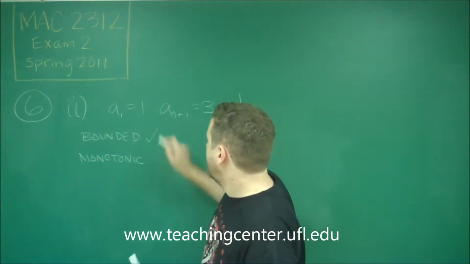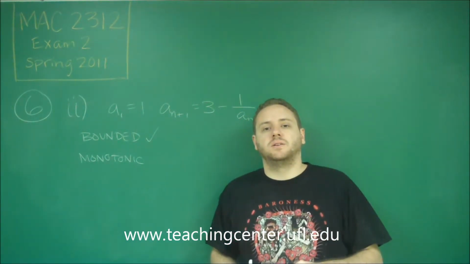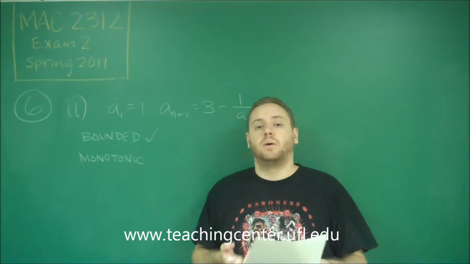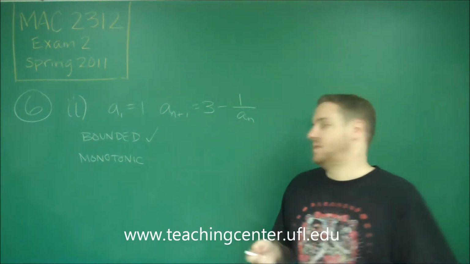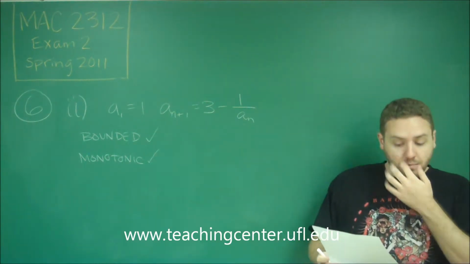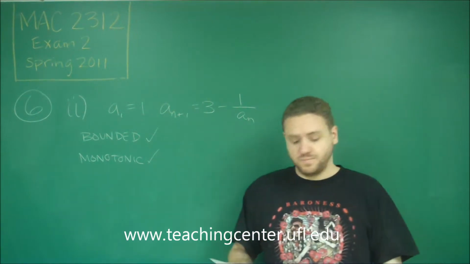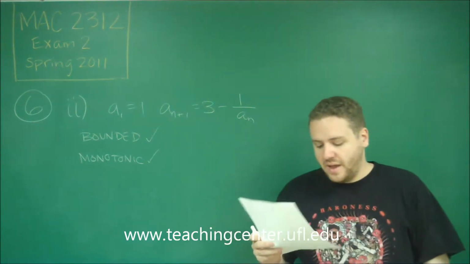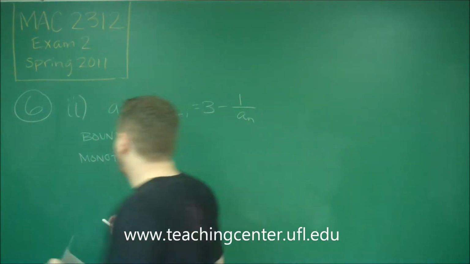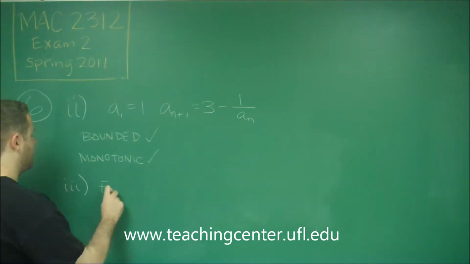So we have that. A monotonic sequence is a sequence that's either always increasing or always decreasing, and that's what we proved in part 1, part A, that our function was always increasing. So we have that this sequence is bounded and monotonic. If it's bounded and monotonic, the theorem is that it's a convergent sequence. So we know that our sequence a sub n is convergent, and finally for part 3, we need to find its limit.